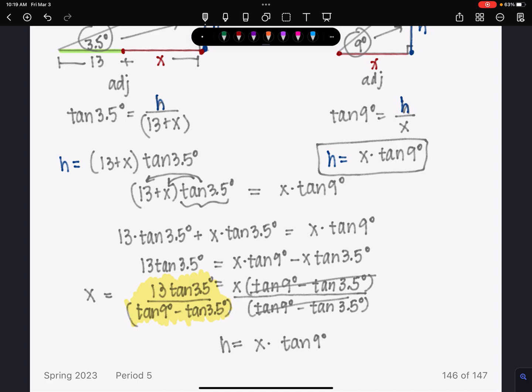whatever this value turns out to be, I'm just going to multiply it by the tangent of 9 degrees. I'm going to put it in for x, which is being multiplied by the tangent of 9 degrees. So whatever this value is, I'll multiply by the tangent of 9 degrees. So I'm going to do all of this in my calculator right now.